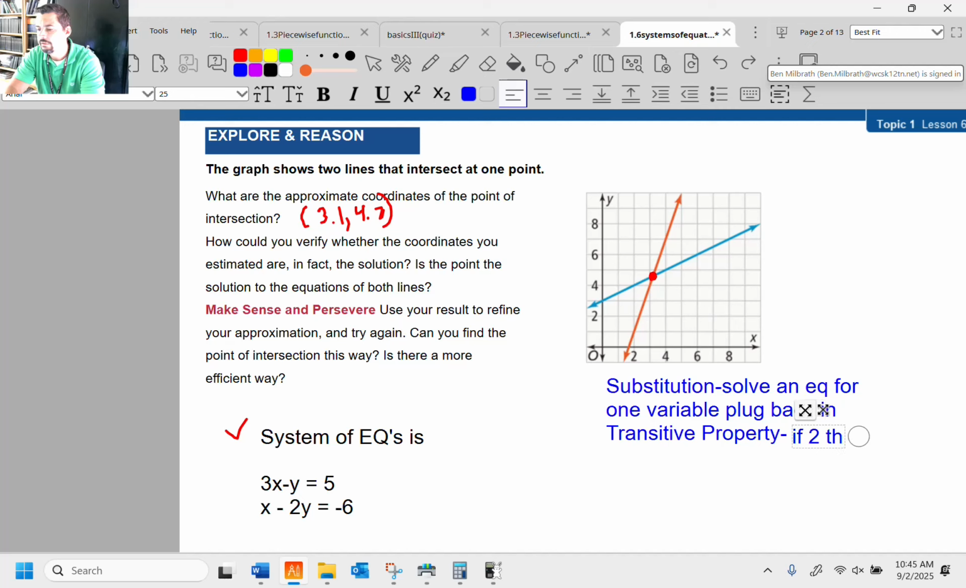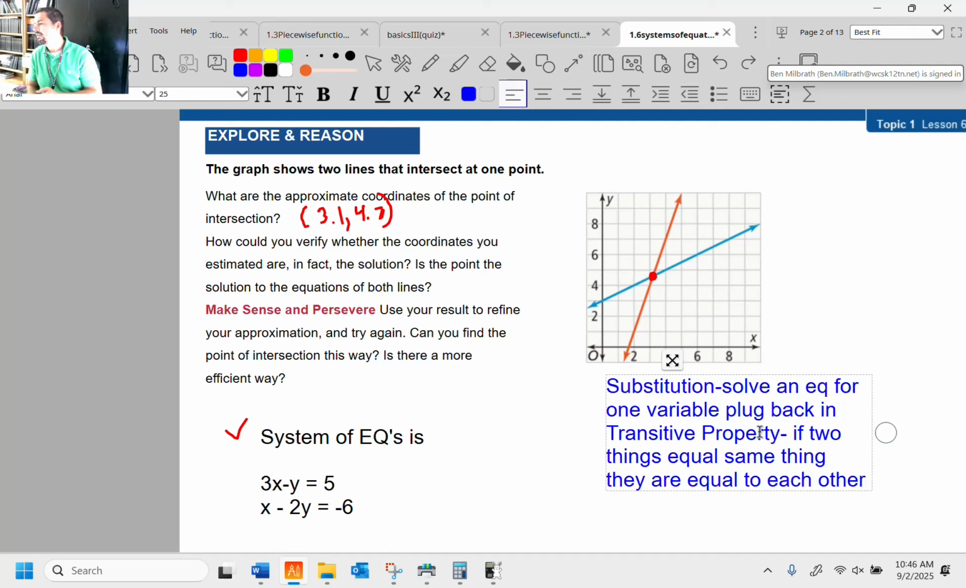I hate it when it does that. Let's just start typing. If two things equal the same thing, they are equal to each other. And I'm going to do this one with the transitive property.